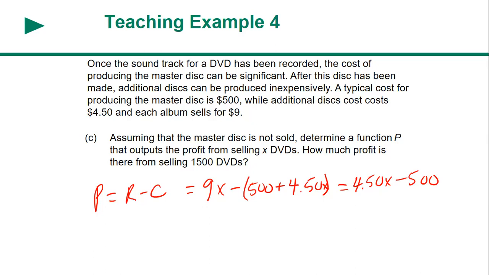Wait, what? Can you say that again? I would subtract 9x minus 500. They don't combine, right? But 9x minus 4.50x is 4.50x, right? They're like terms, so I can do the operation. So from now on, if I'm looking for how much I'm going to profit, I'm only going to use that one formula. So my profit is going to equal 4.50x minus 500.